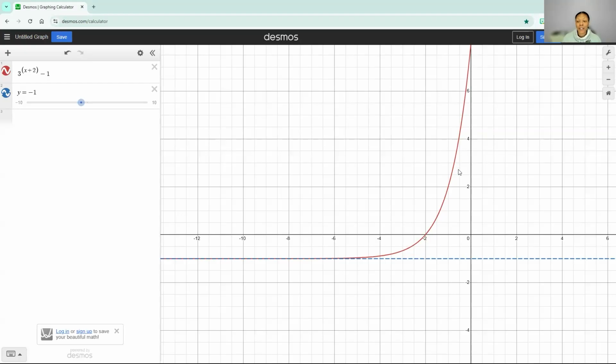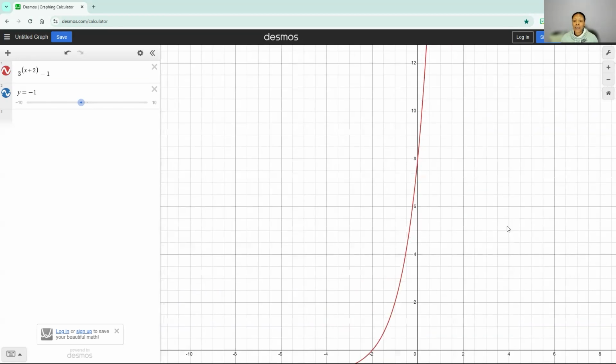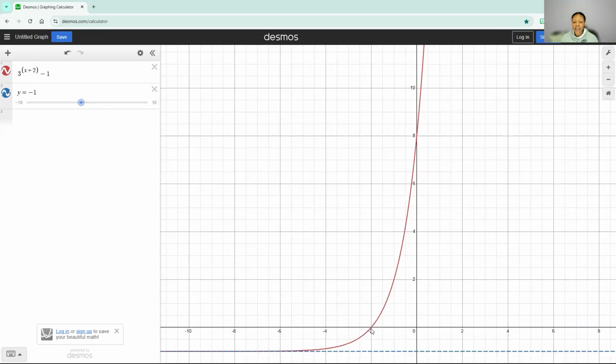My x and y intercept, again, if I just click on the actual graph, it will give me points. This point is -2 and 0, and because it's on my x-axis, that is my x-intercept. And then this one is 0 and 8, and because it's on my y-axis, it's my y-intercept. You should notice that example that we did a few minutes ago, it was swapped around. That's because exponents and logs are inverses of each other.